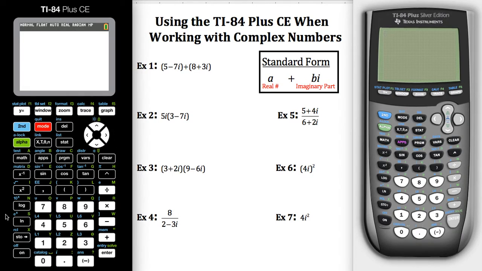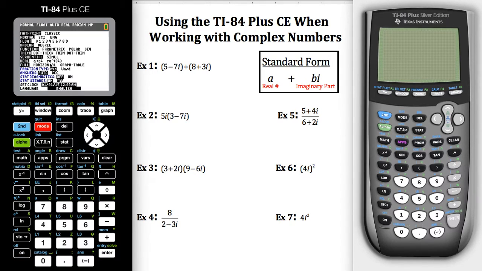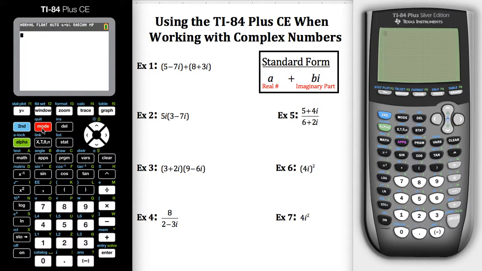Coming over here to look at the TI-84 Plus CE, you're going to need to make sure that you are in the correct mode. So I'm going to hit the mode button, and then I'm going to come up here and look at my menu. A little past half there, you see real, and then you see a plus bi. Right there we need to make sure that we are in the complex number mode. So I'm going to arrow down and then arrow over and select that so that I am in the right mode. Okay, so let's clear out of there.